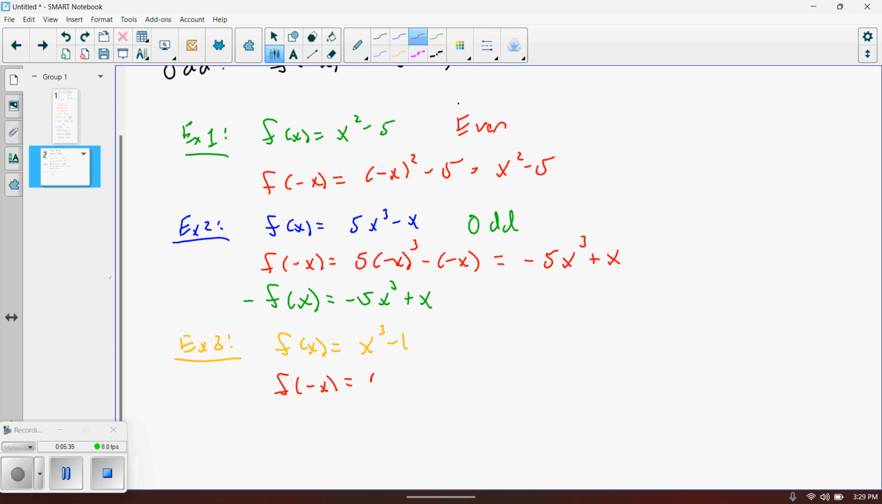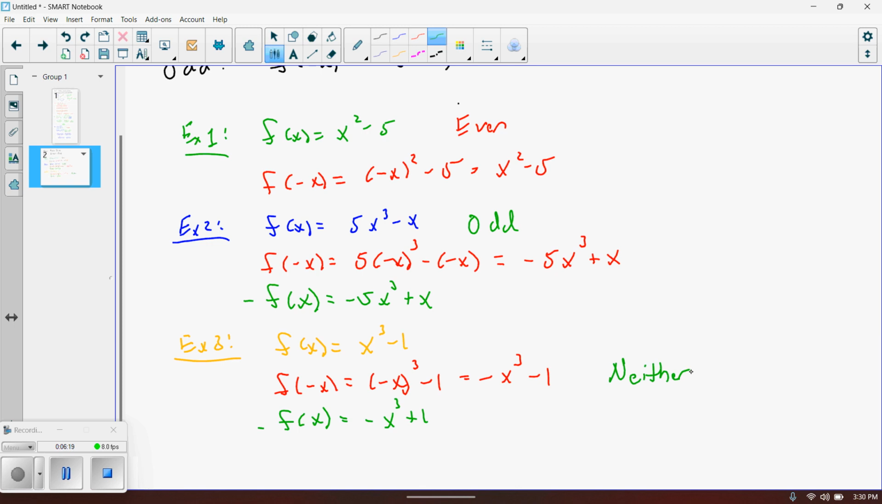Let's replace the x with a negative x and then simplify. Once again, the negative x cubed is going to give me negative x cubed. Don't need the parentheses anymore there, and then minus 1. So that's close to f of x, but again, they're not identical, so it's not even. Now let's try the negative of f of x. Once again, that means multiply the original f of x by a negative sign, or in this case, change all the signs because we're multiplying everything through by negative 1. And once again, that's close. I've got the negative x cubed part, but I've got a plus 1 instead of the minus 1. So in this case, this is neither.